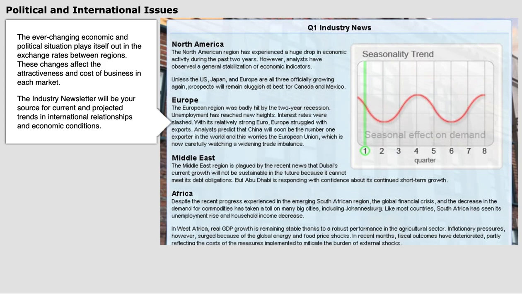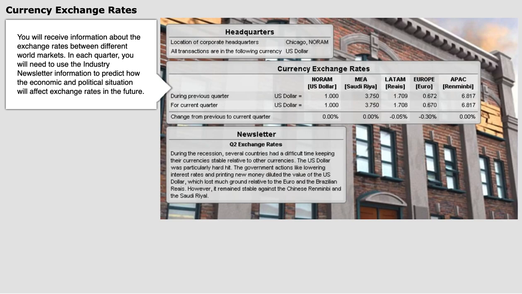The ever-changing economic and political situation plays itself out in the exchange rates between regions. These changes affect the attractiveness and cost of business in each market. The industry newsletter will be your source for current and projected trends in international relationships and economic conditions. You will receive information about the exchange rates between different world markets. In each quarter, you will need to use the industry newsletter information to predict how the economic and political situation will affect exchange rates in the future.